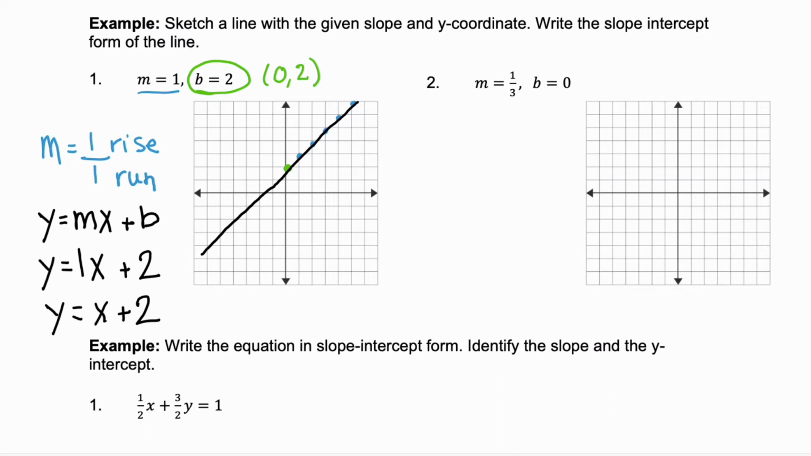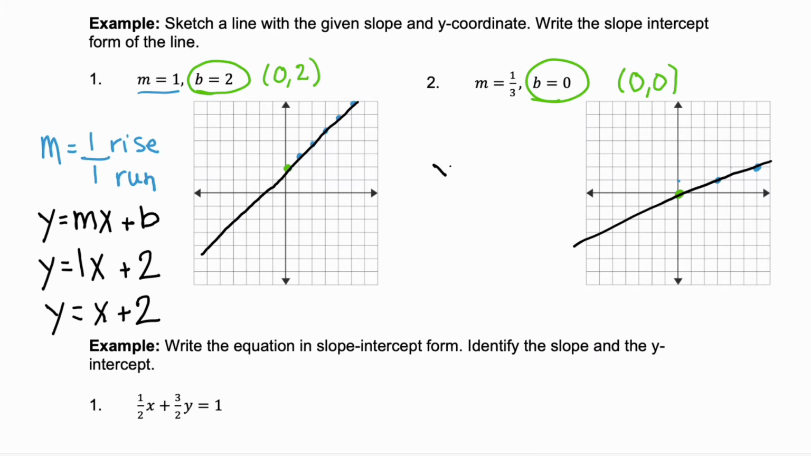Let's look at example 2. First, we need to plot the intercept. Well, the y-intercept is 0, which means it's the point 0, 0, or the origin. And then our slope is 1 over 3. So we rise 1 and run 3. So we count up 1 for the rise and then right 3 for the run. And we can do this another time. Now that I have those 3 points, I connect them and I have the line.